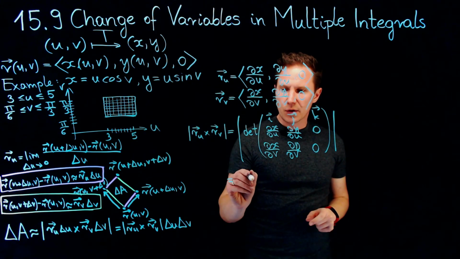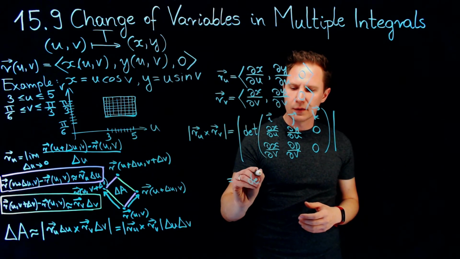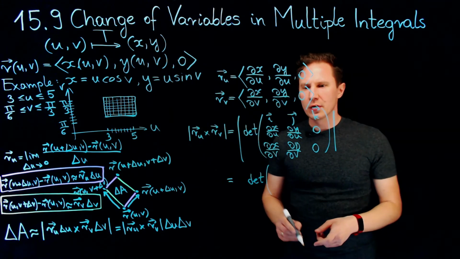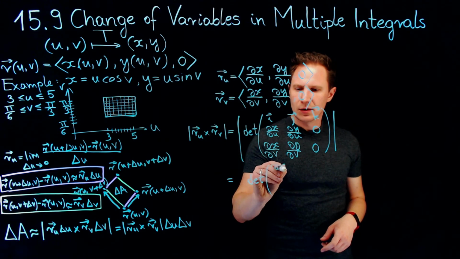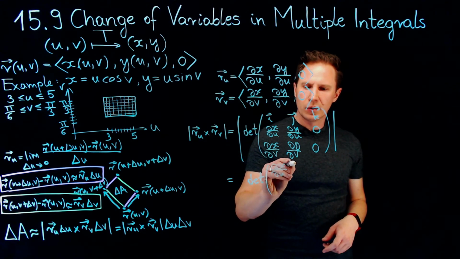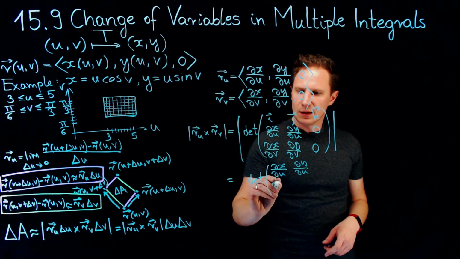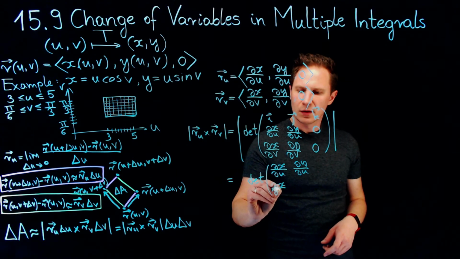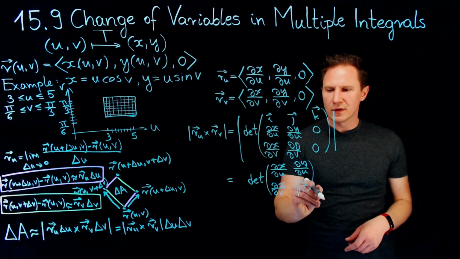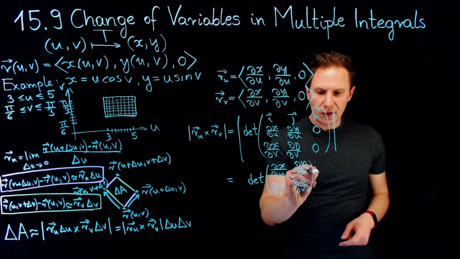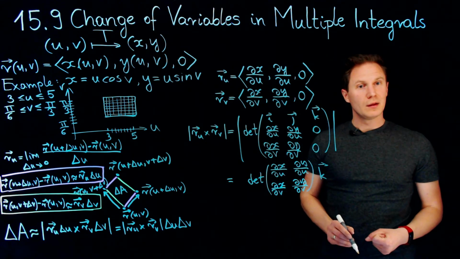And what is that k component? It's just a 2x2 determinant, and it's going to be given by dx over du, dy over du, dx over dv, and dy over dv. So this is the 2x2 determinant, which is the third component, the component multiplying the basis vector k.